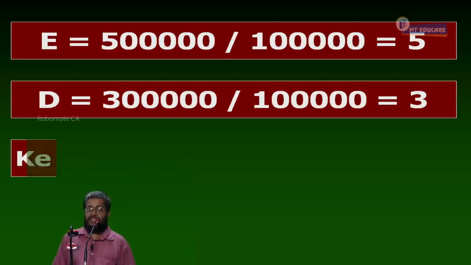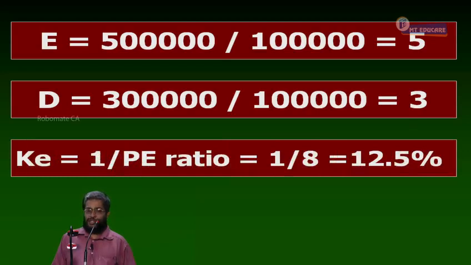Right or not? Next. KE is 1 by PE ratio. Now only explain. KE is equal to 1 by PE ratio. Now PE ratio is MPS by EPS, so KE can also be written as EPS by MPS. KE is equal to 1 by PE ratio, is equal to 1 by 8, is equal to how much percentage? 12.5 percentage. KE is equal to 12.5 percentage. Can I proceed or not?